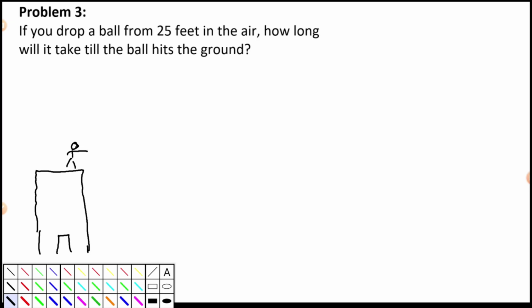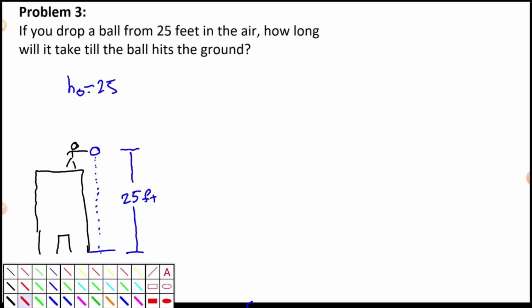Perfect. And you have some ball. And here's the ball. And we are going to drop it. So we're going to drop this ball. And it's going to go bang and hit the ground right here. All right. What do we know right now? We know the height of this ball is 25 feet in the air. Perfect. Okay. Now, let's record some things. So that tells me my initial height is going to be 25 feet.